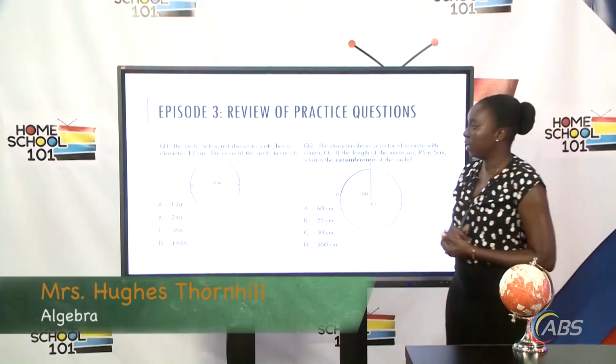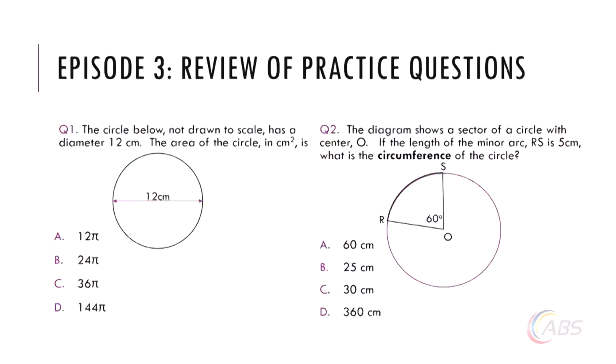So, our two questions. Question 1. The circle below, not drawn to scale, has a diameter of 12 centimeters. The area of the circle in centimeters squared is. So we examine our circle and we examine the answers to the question, and we'll notice that pi is in each of our answers, and so we're not expected to substitute the value of pi, but to keep it as it is. Rereading the question, the circle below, not drawn to scale, has a diameter of 12 centimeters. The area of the circle in centimeters squared is.